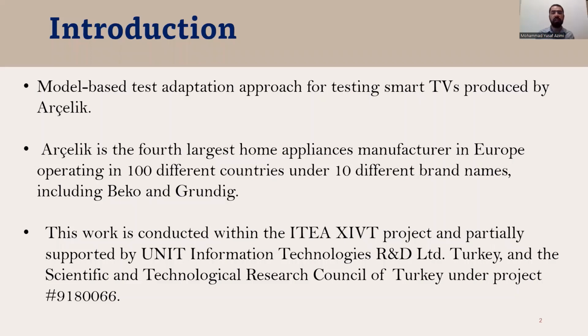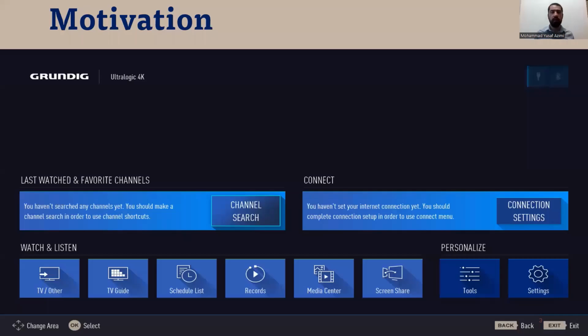Arçelik is the fourth largest home appliances manufacturer in Europe. It operates in 100 different countries under 10 different brand names, such as Beko and Grundig. Arçelik maintains hundreds of test cases capturing decades of experience to test their smart TVs. Arçelik has developed some methods to ease the adaptation of test cases. For instance, the commonalities between the test cases are put into modules to ease the adaptation.